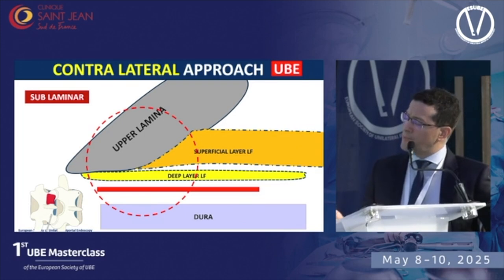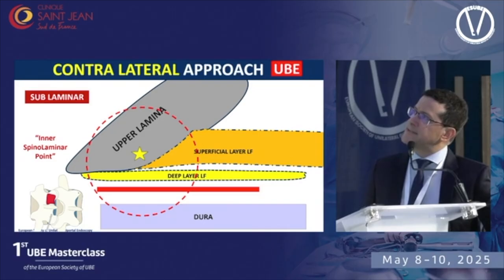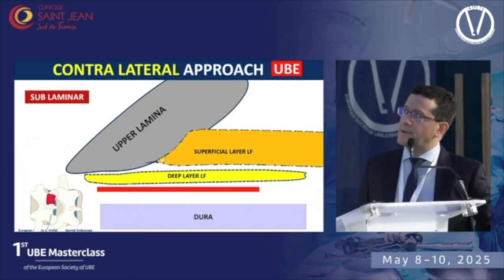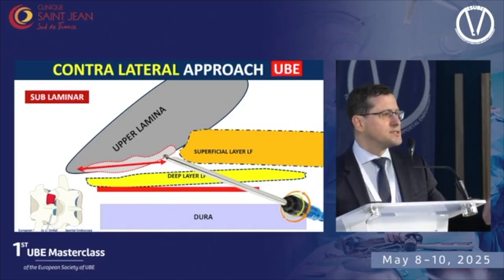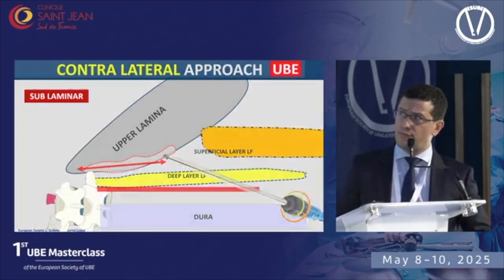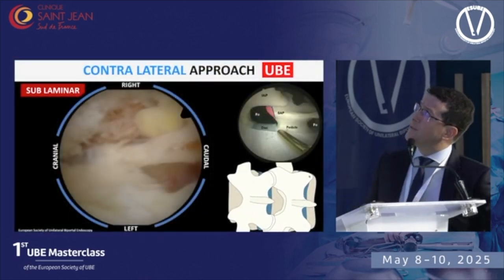To do a sublaminar approach, we need again to understand what the inner point is. Remember, this is the cortical part of the base of the spinous process, which is the same as the spinolaminar junction from the contralateral area. So the sublaminar approach is going to be an access from the inner point to the upper attachment of the deep layer of the flavum ligament. If you only drill from this side, you can access the foramen of the exiting nerve root from the contralateral area. Let's see one example.